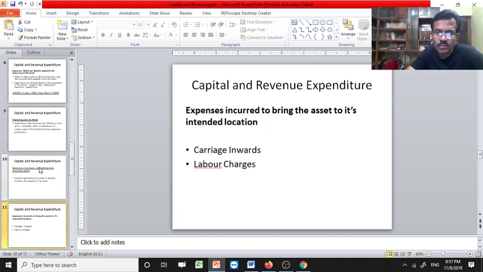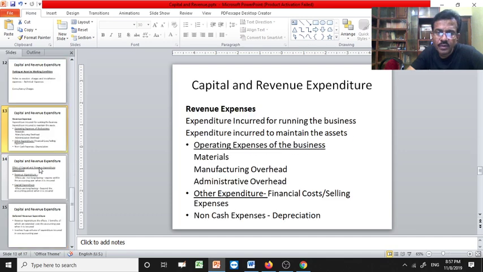So I will now take you to the revenue expenses. Expenditure incurred for running the business, expenditure incurred to maintain the assets. These are the types of expenditure that you have for revenue expenses. So the day-to-day expenditure that you incur, not only the day-to-day but also the direct expenses. First is your operating expenses of the business, just the basic expenses.